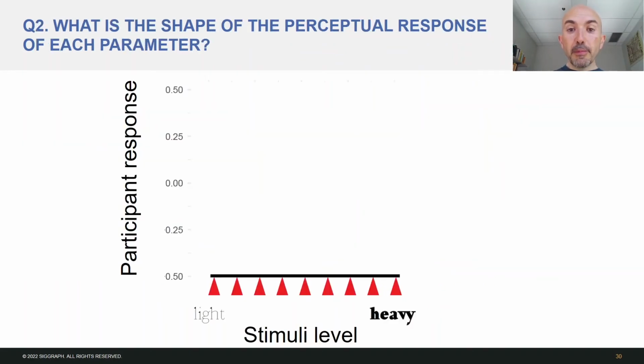Question 2 is about the shape of perceptual responses of people to the parameter. So let's say that we present participants a word rendered at the medium level of the range of weight, which here we represent in the horizontal axis. So we're going to show a participant something at that level. Now, a participant will provide an answer by moving the slider that I showed before, perhaps close to the middle of the slider. In this chart, we represent that as the vertical position of the measurement. So the vertical position is the participant's response.